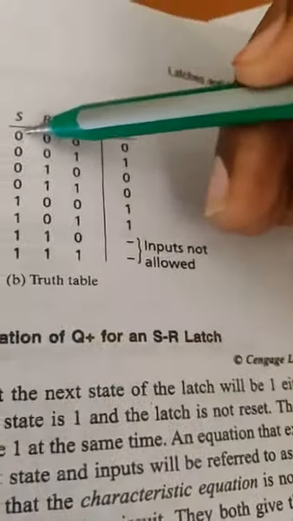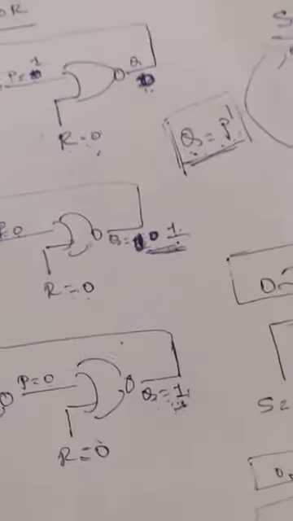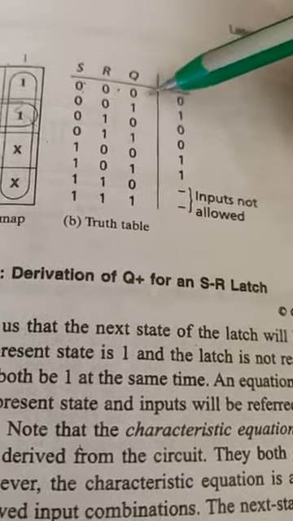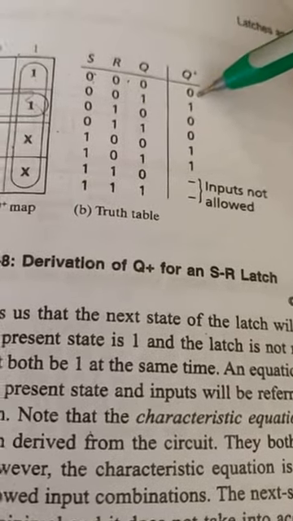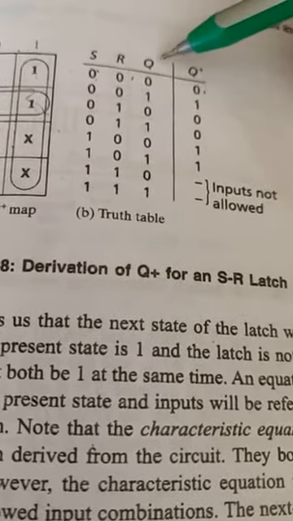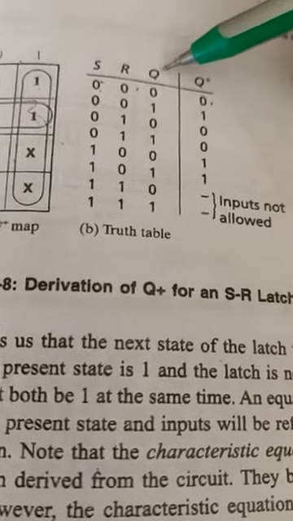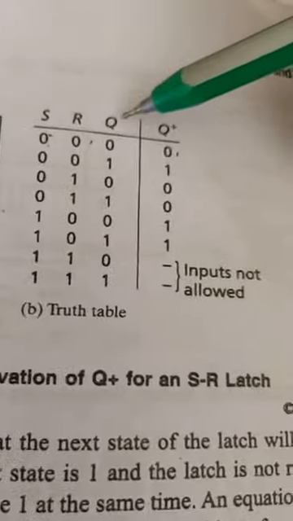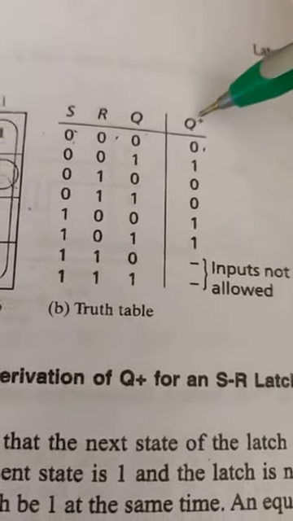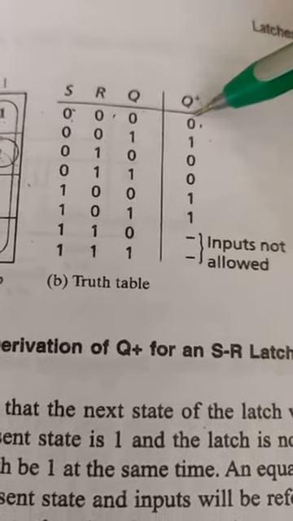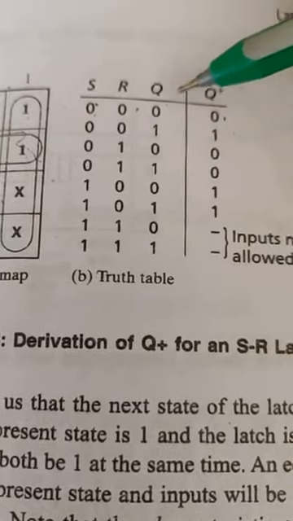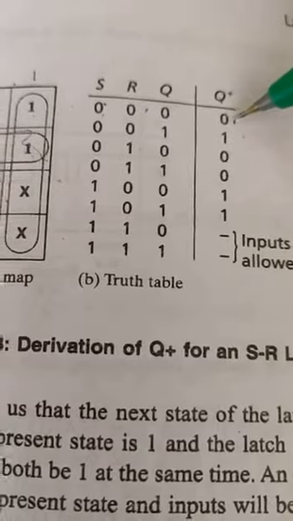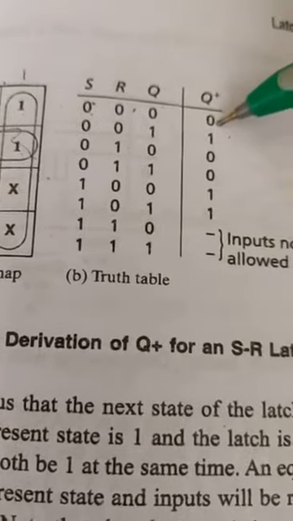So when s is equal to 0 and r is equal to 0, what happens? No change, right? No change means the present state is 0 and the next state is also 0. It retains its state. This is the present state, this is the next state. I can also call this the previous state or present state. This is the next state, q plus. When s is equal to 0 and r is equal to 0, the next state will retain its previous state. The previous state is 0, so the next state will also be 0.